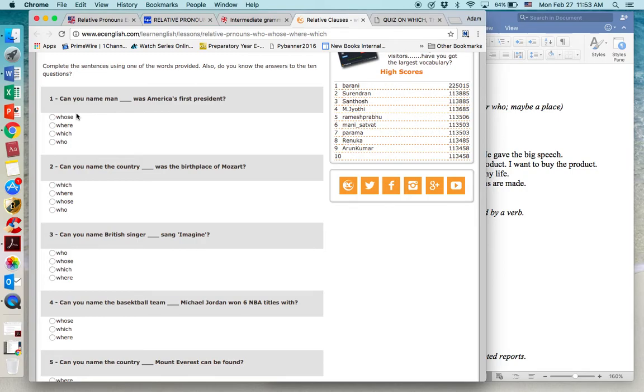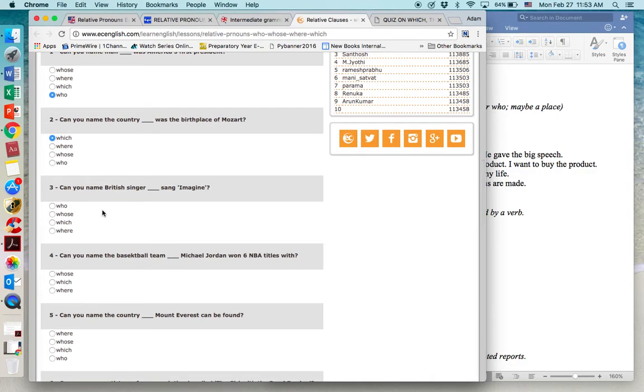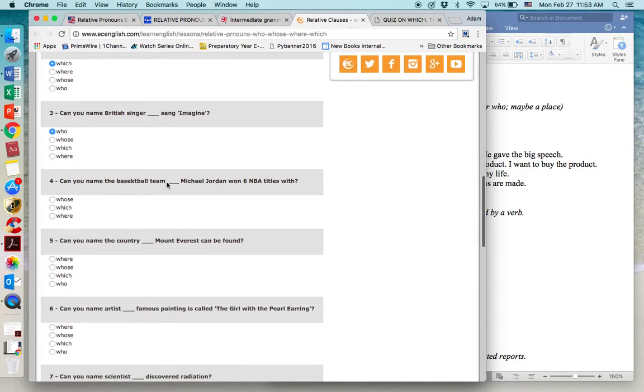Can you name the man who was America's first president? Can you name the country? Country's a place. Where? We're followed by a verb, so we can't use where. Can you name the country which was the birthplace of Mozart? Can you name the British singer who sang Imagine? Can you name the basketball team which Michael Jordan won NBA titles with?